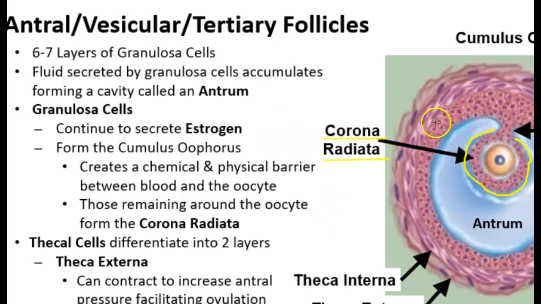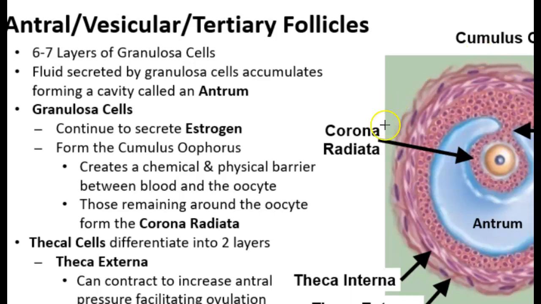And the whole corona radiata, suspending this oocyte, is attached to the rest of the follicle wall by this structure called the cumulus oophorus. So the cumulus oophorus creates a chemical and physical barrier between the blood and the oocyte. The corona radiata does as well. And so what that means is that anything that's going to get to the oocyte has to go through the cumulus oophorus.